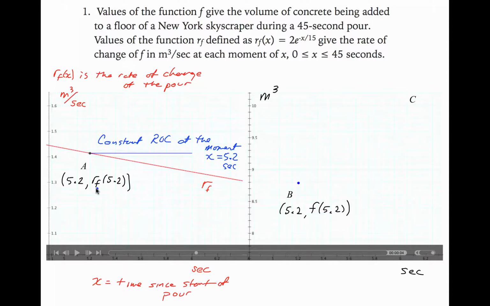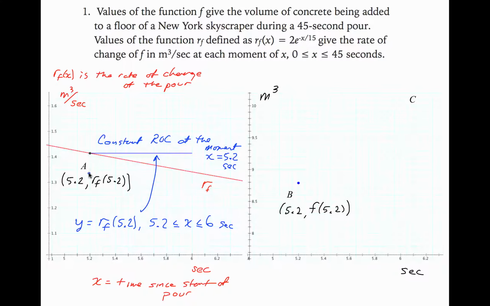So to write that equation would be y equals r, it's constant, right? It's constant at this particular value of the function, and that would be from 5.2 to 6 seconds. So writing that constant rate of change mathematically would be y equaling that constant rate, starting at 5.2, ending at 6.